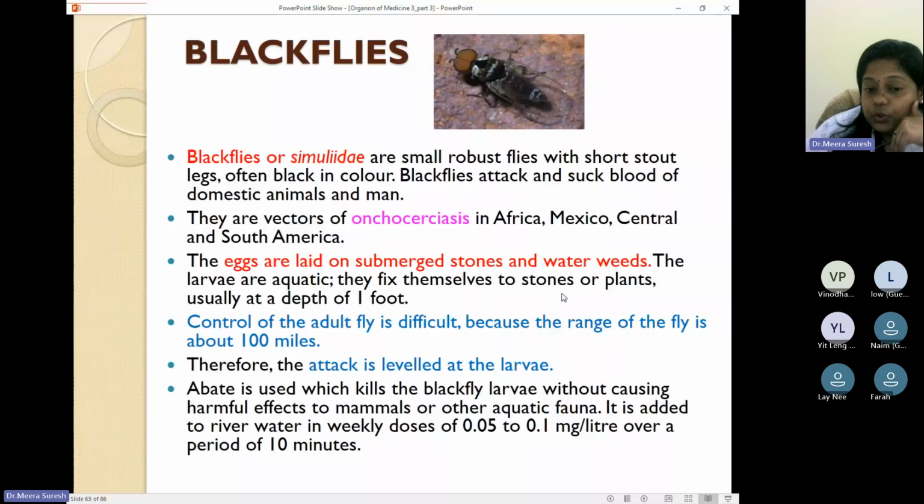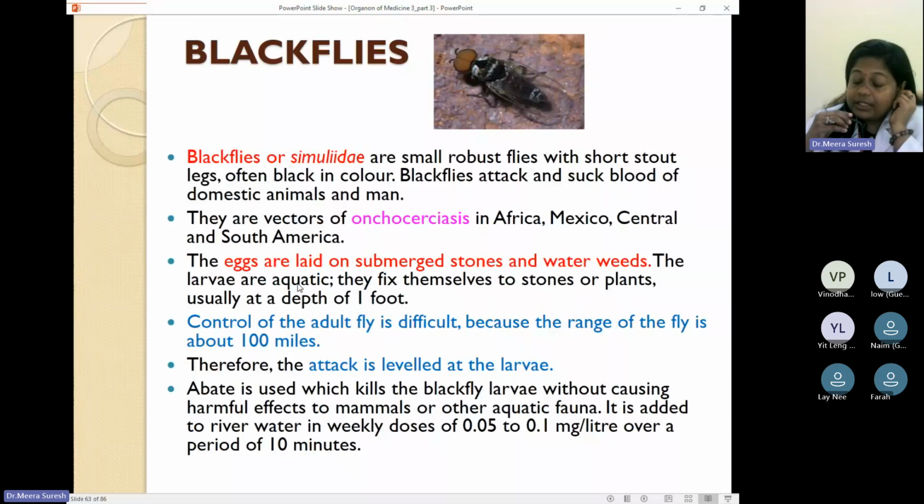They fix themselves to stones or plants, usually at a depth of 1 foot. Control of the adult fly is very difficult because once it undergoes metamorphosis, the larva becomes the adult one, and then it is going to fly a very large distance, even up to 100 miles. So if we have to destroy this organism, it is better that we destroy it at the aquatic level itself, even in the larval stage.